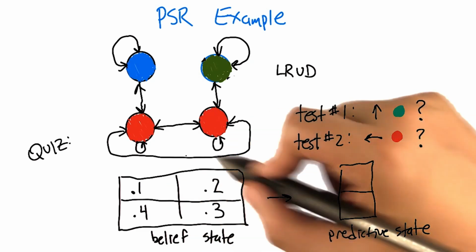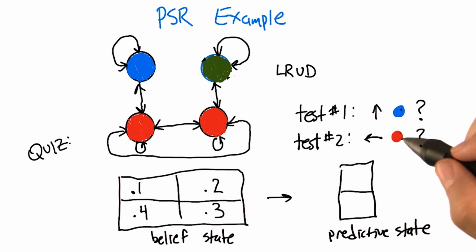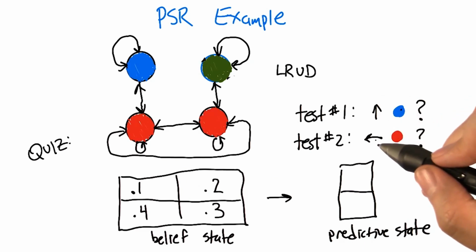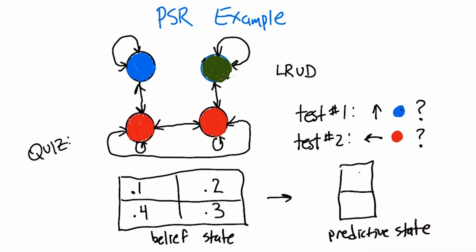Could we use this information to actually work out the probabilities for these predictions? So from this belief state, how likely is it that I'm going to see blue if I take action up? And how likely is it that I'm going to see red if I take action left? Do you think you can work out what those numbers are just from the information we have here? Yeah, I'm pretty sure I can, actually. You want to give it a try? If you insist. I'm going to insist. All right. Well, let's go.